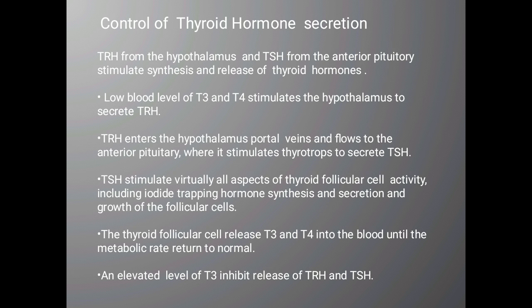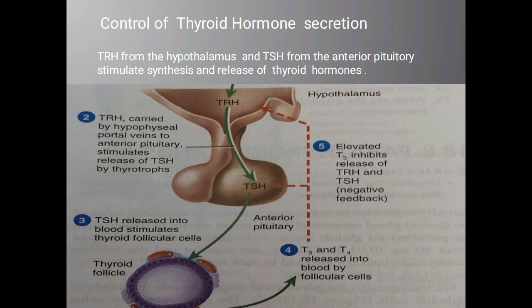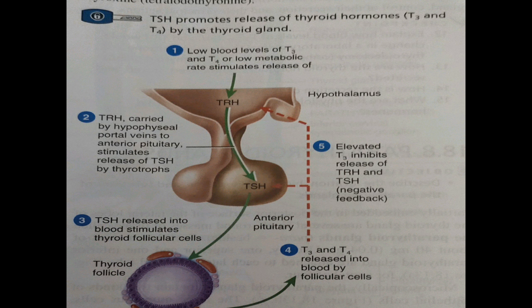to secrete TSH. Thyroid stimulating hormone stimulates virtually all aspects of thyroid follicle cell activity, including iodide trapping, hormone synthesis and secretion, and growth of the follicular cells. The thyroid follicle cells release T3 and T4 into the blood until the metabolic rate returns to normal. An elevated level of T3 inhibits release of TRH and TSH. Now it is also explained by the diagram.